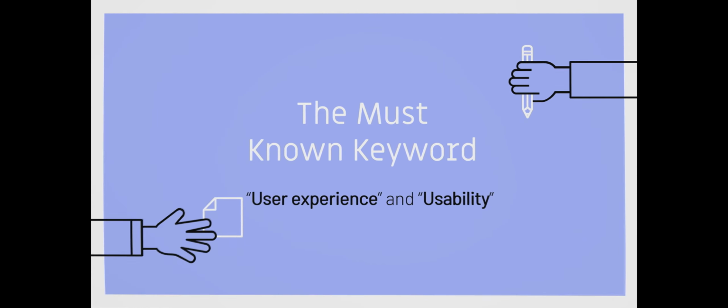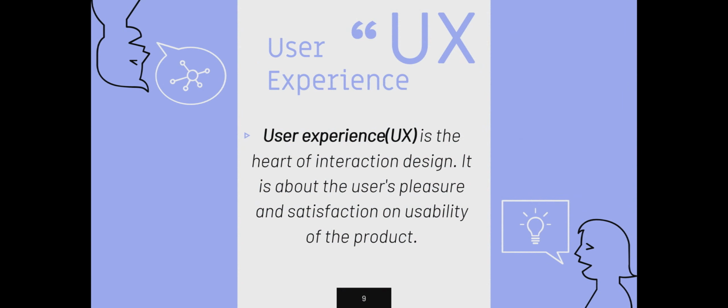So the next thing we're going to talk about is the must-know keywords. These are the must-know keywords in interaction design, which are user experience and usability. In detail, user experience is the heart of interaction design. It is about the user's pleasure and satisfaction with the usability of the product.